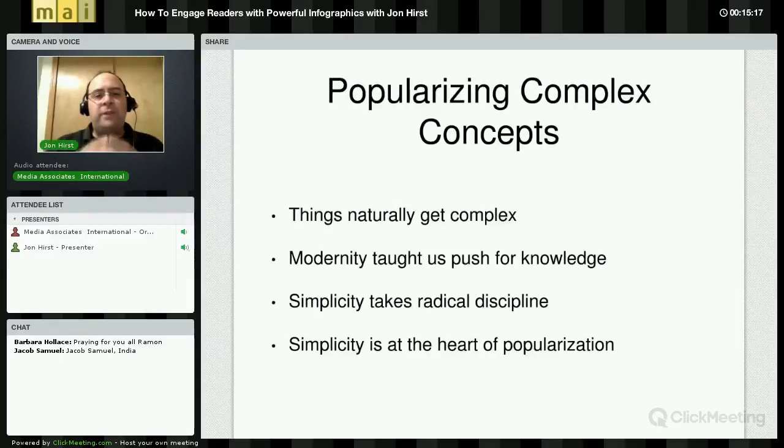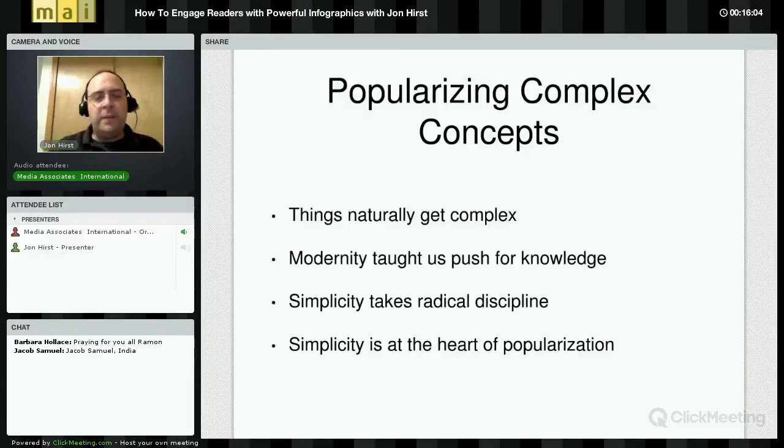Essentially, infographics are popularizing complex concepts. Popularizing is making it more popular, more accessible, more available to people. So essentially what we're doing is taking things that get naturally complex, in an environment in modernity that causes us to develop more and more knowledge, and then trying to make that knowledge simple. Essentially, it's an exercise in radical simplicity, a radical discipline around simplicity and how do we communicate this complex information in a simple way that a lot of people can engage in.